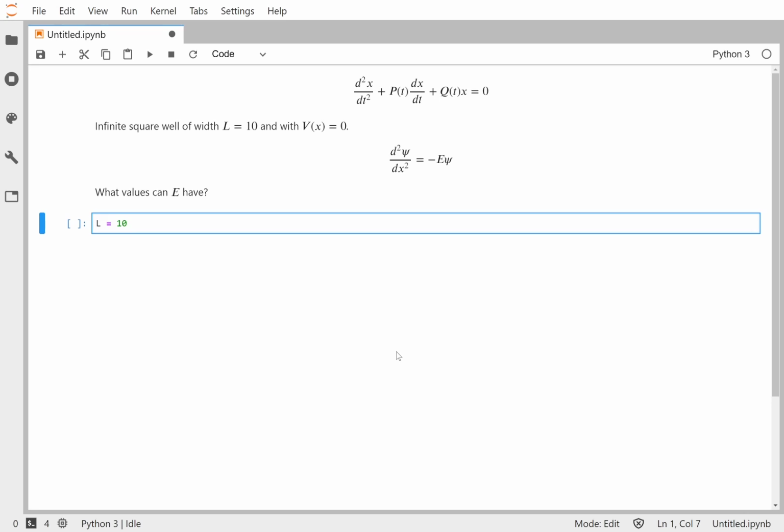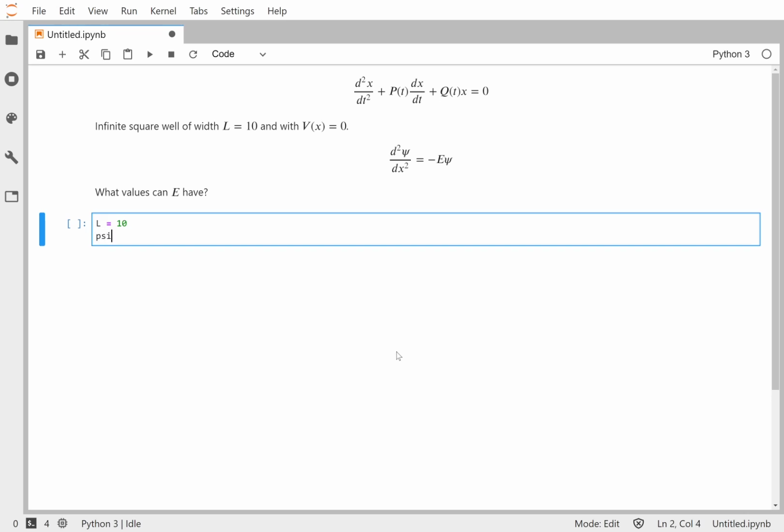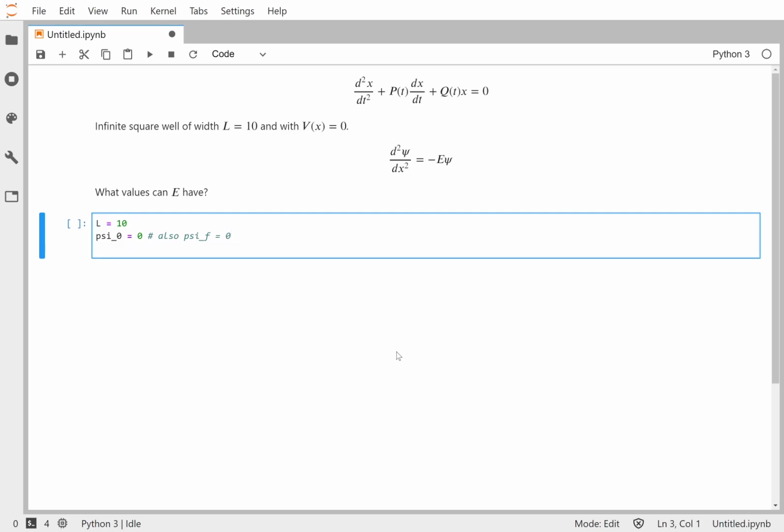So I'm going to start with defining some constants. The width of the square well L is going to be 10. I need some initial conditions here. So we're going to do psi initial equals 0. That would be the boundary of the square well. We also know that psi final has to be 0, and that's how we can use a shooting method to get a solution. Basically, we're going to try values until psi final equals 0. So let's just remind ourselves of that, although it's not something I put into the code directly, because the way we're doing it here with solve IVP is we need to have starting conditions.